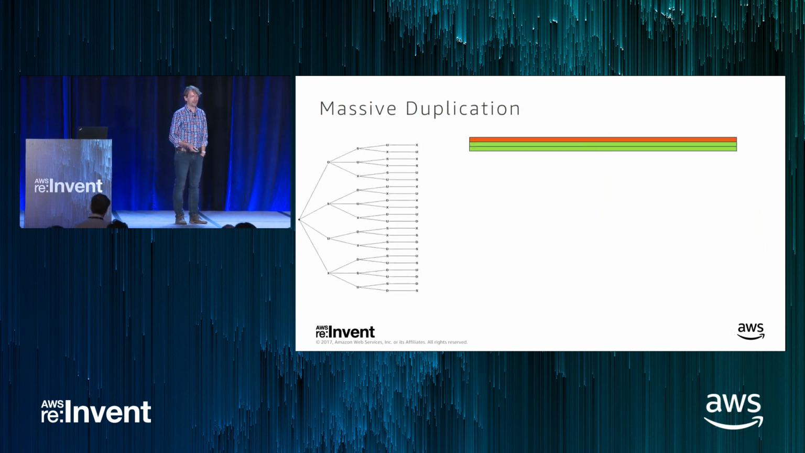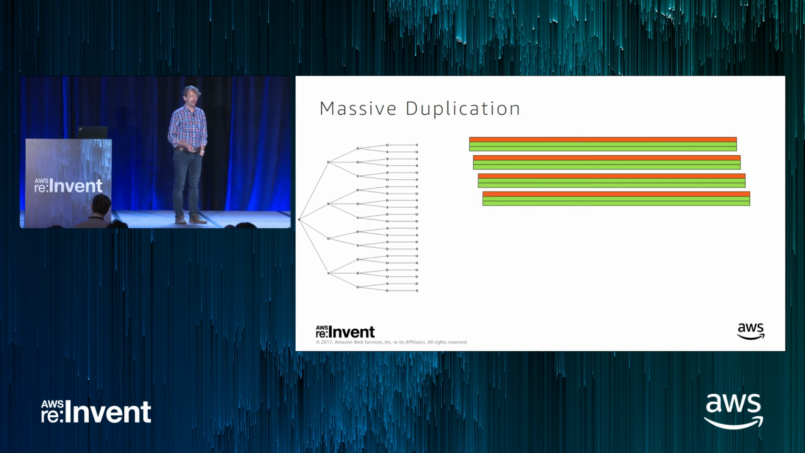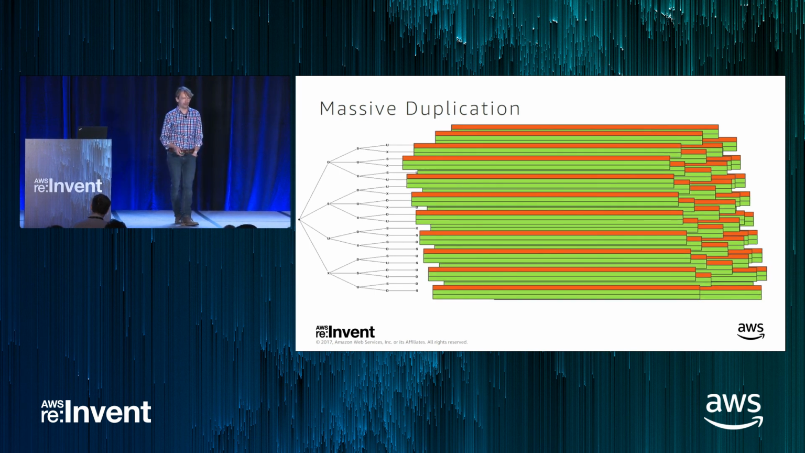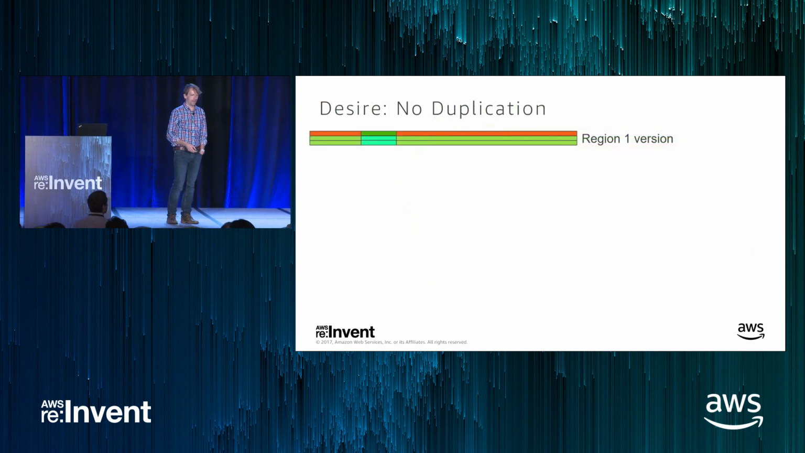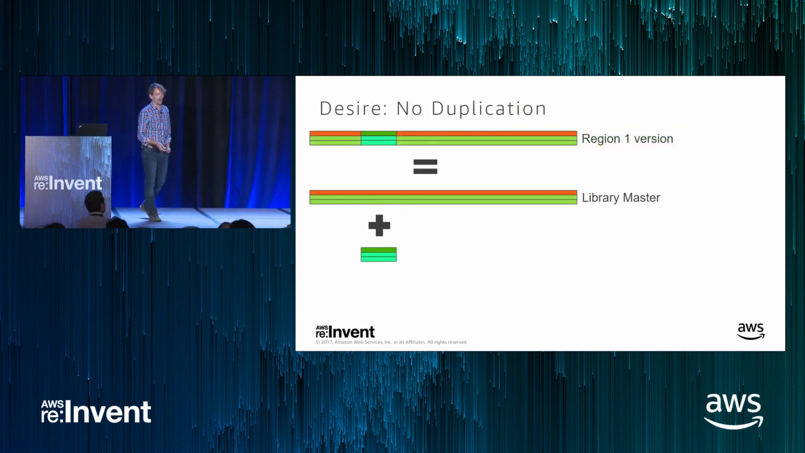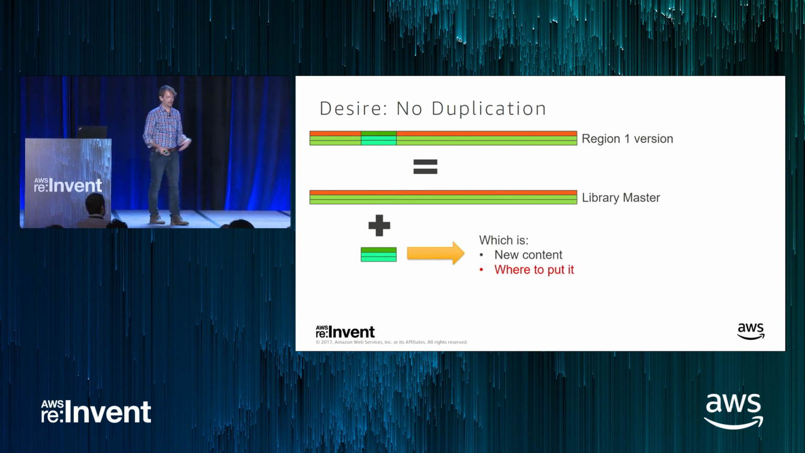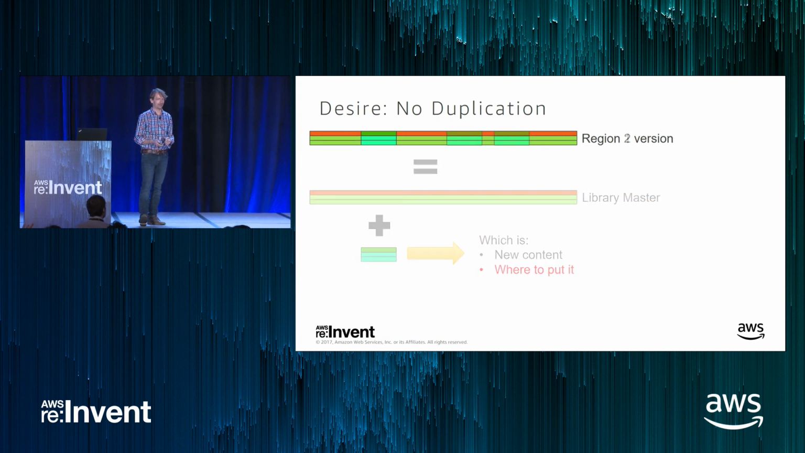So here's this massive duplication, and you can see for that one video and all those audios, it really does get a little bit crazy. So we want no duplication. So how can we do that? Well, if we take our library master and we take this little insert, great, there's no duplication. But here's the problem. Where do we put that little insert? How do we keep track that that insert was the right insert that goes with that particular version? And how do we make sure that it can be inserted consistently every single time?